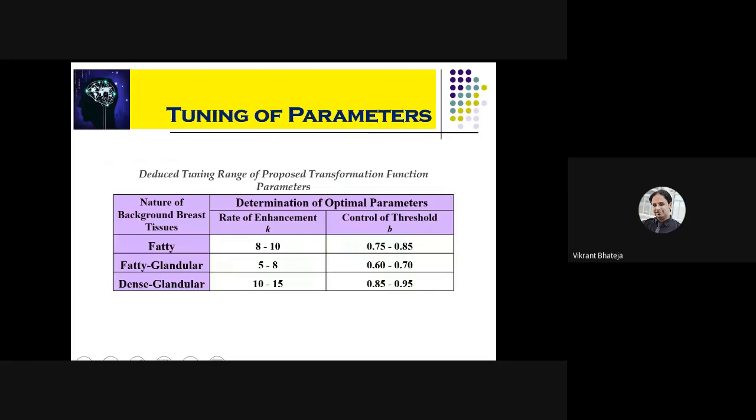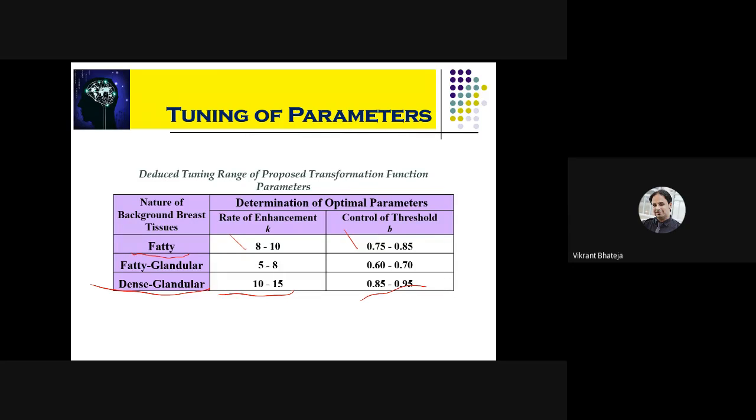So this kind of simulative analysis for tuning of parameters has been applied on all these images, and you come up with these tuning parameters. A good analysis comes out that when you have fatty mammograms, the rate of enhancement should be chosen in the range 8 to 10. Say the threshold should be chosen in this range. Certainly, if the images are dense, maybe you require more enhancement. So here you see that the values of enhancement should be in the range 10 to 15, and this should be the value of the threshold.